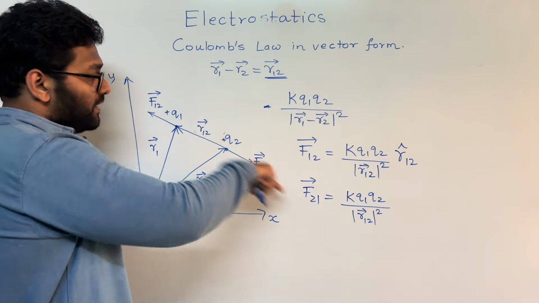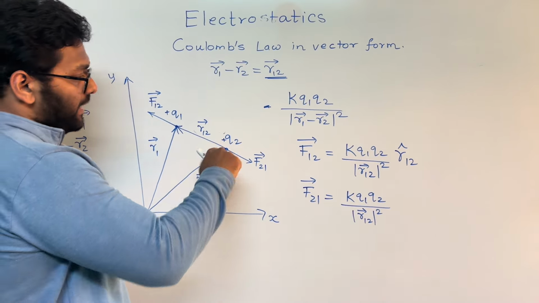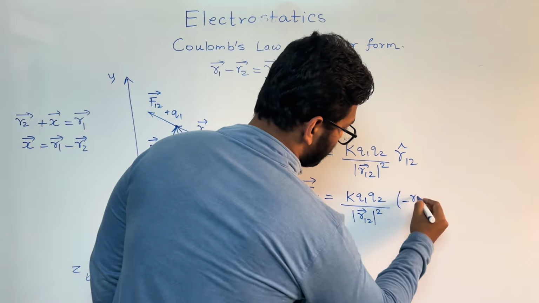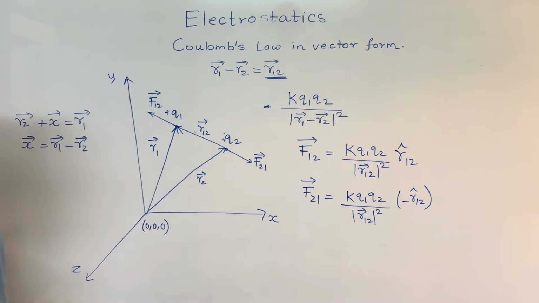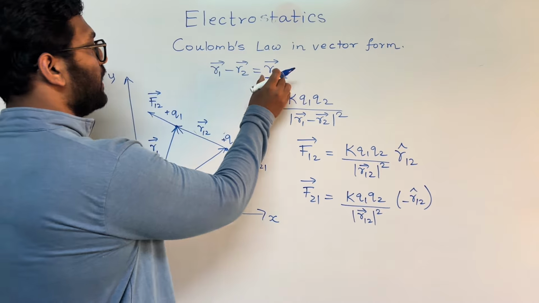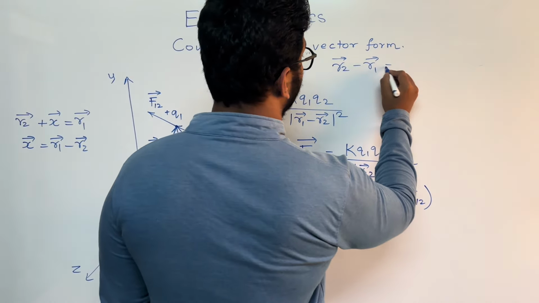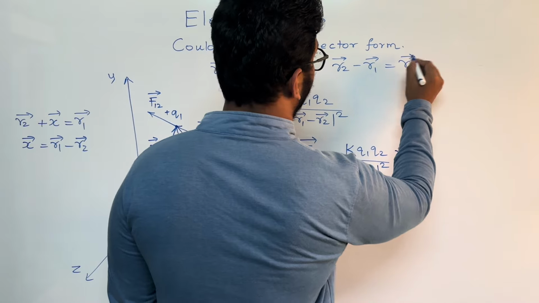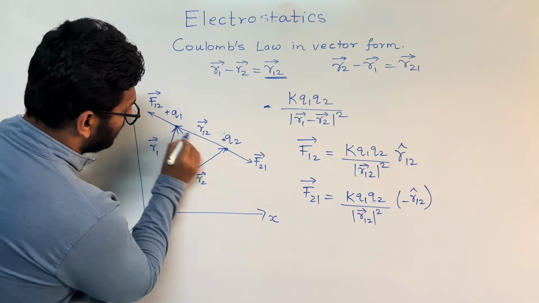F21 bar is in the opposite direction of R12 bar, so it should be minus R12 cap, right? What is minus R12 cap? See, R1 bar minus R2 bar is R12 bar. Similarly, you can write R2 bar minus R1 bar as R21 bar, right? This is what vector? The vector like this.